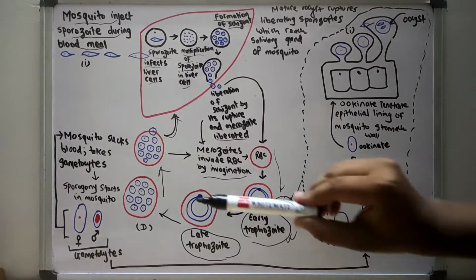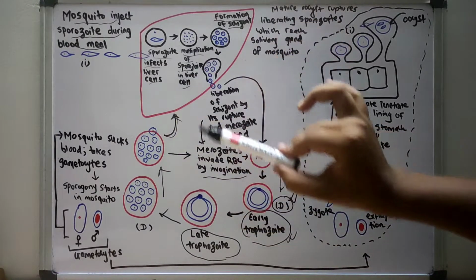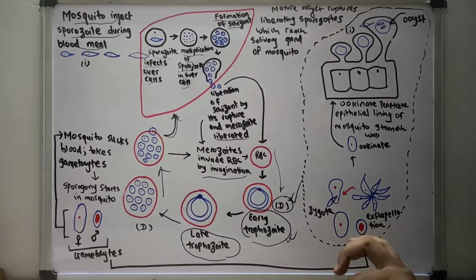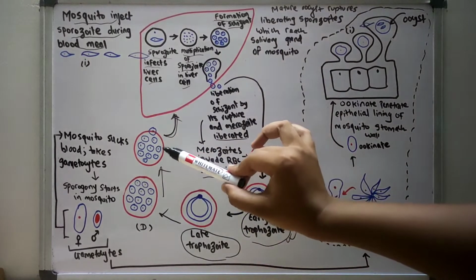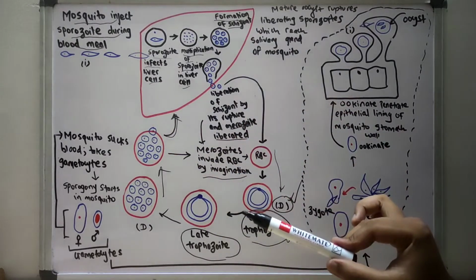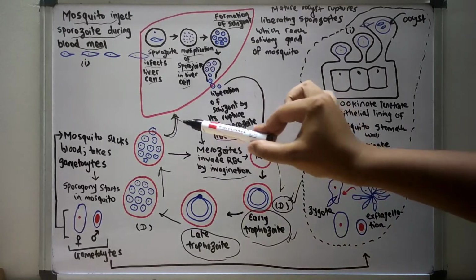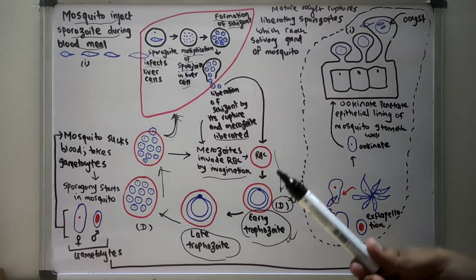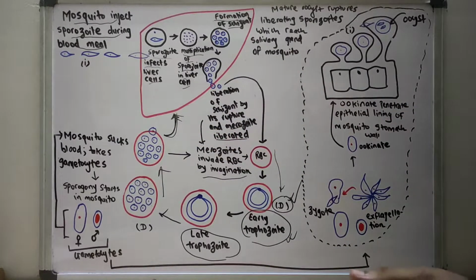And I have already said that when the schizont is ruptured from the RBC and the merozoites are released, Plasmodium vivax and Plasmodium ovale can infect the hepatic cells and form the hypnozoites.